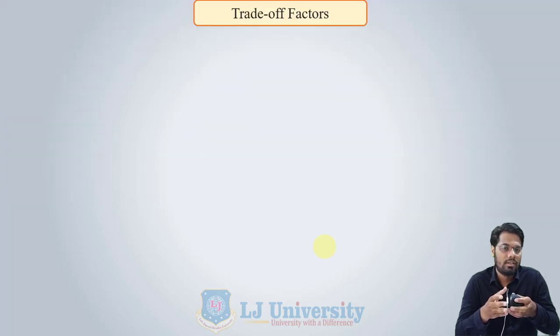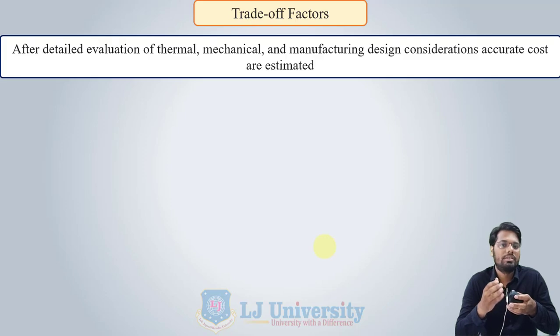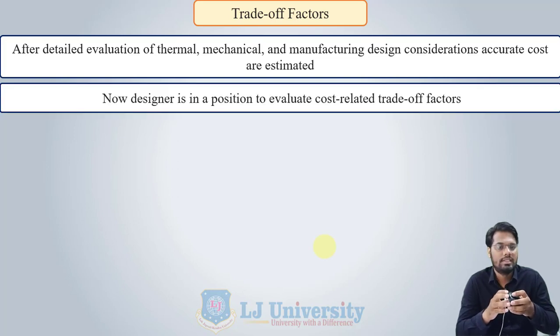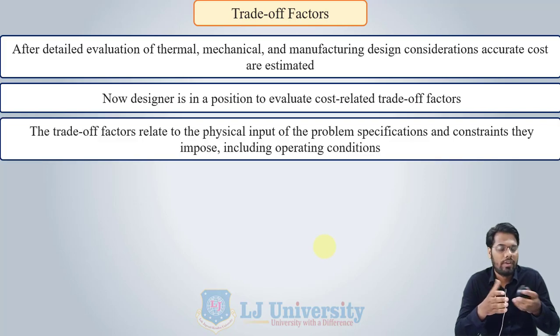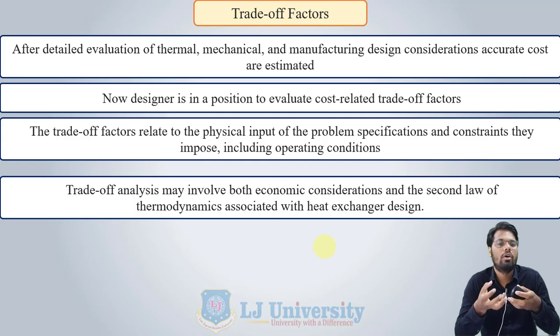Now the trade-off factor. The trade-off factor means optimization. We can say in other words that it is optimization for cost reduction or some other parameter. After detailed evaluation of thermal, mechanical and manufacturing design considerations, accurate costs are estimated. Now the designer is in a position to evaluate cost-related trade-off factors, so that they can make a compromise in some factor for cost reduction or some other factor. The trade-off factors are related to the physical input of the problem specification and the constraints they impose, including operating conditions.